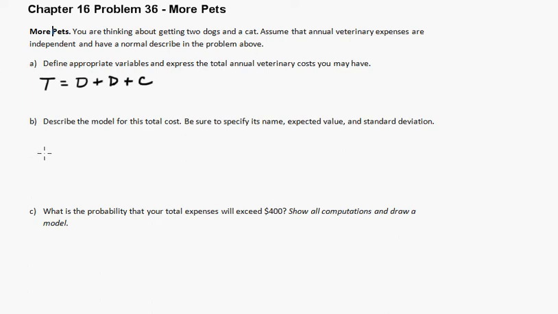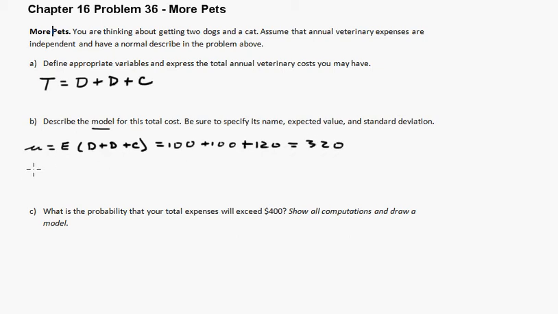Alright, so now they want us to describe the model, so that means we have to have a center, mu. So that's the expected value of D plus D plus C. So that's just 100 plus 100 plus 120. So that's going to be 320.